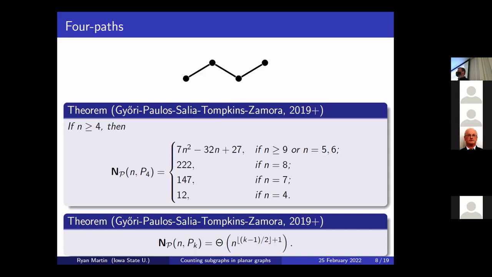And there are these constants that show up, that upper and lower constant. All right.